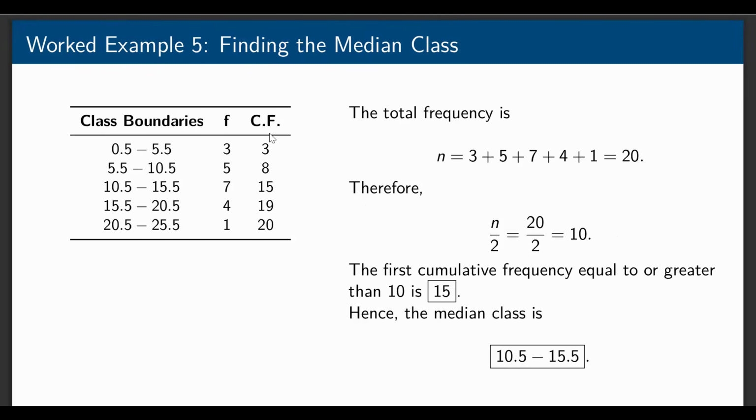So let's look at which cumulative frequency is the first to be either equal to or greater than 10. It's 15. 15 is greater than 10 and is the first number to be greater than 10. So you just pick your pencil or whatever, you do an eyeballing. You move 15 all the way to the corresponding class. So this becomes our median class because it's the class that corresponds to 15. Therefore, our median class is 10.5 to 15.5.